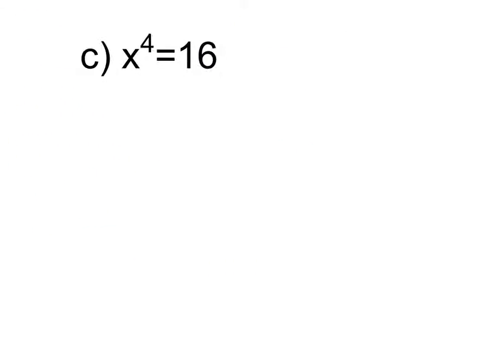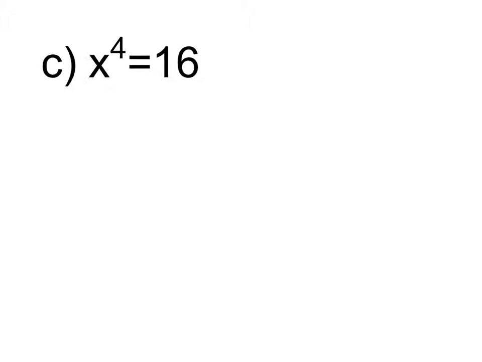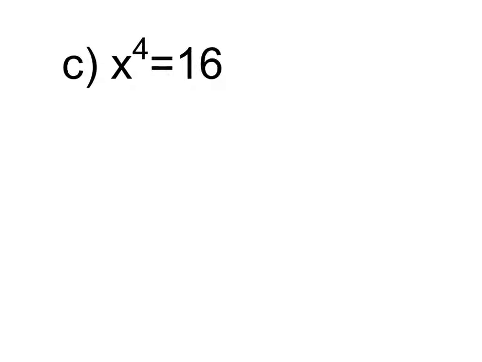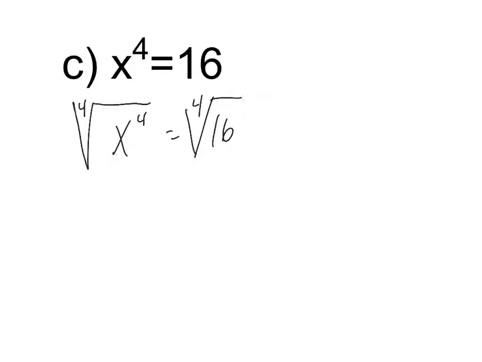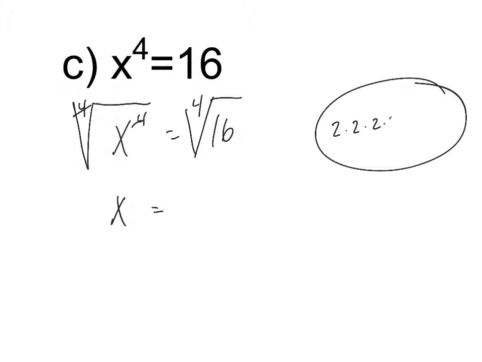So we have x to the fourth. Some of you may want to find the square root, but I'm going to encourage you: if I have x to the fourth, why wouldn't I take the fourth root to isolate x? If I take the fourth root of x to the fourth, I'm just going to have x left over. Here I need to think about what number multiplied by itself 4 times will give me 16, and I know that 2 times 2 times 2 times 2 gives me 16.